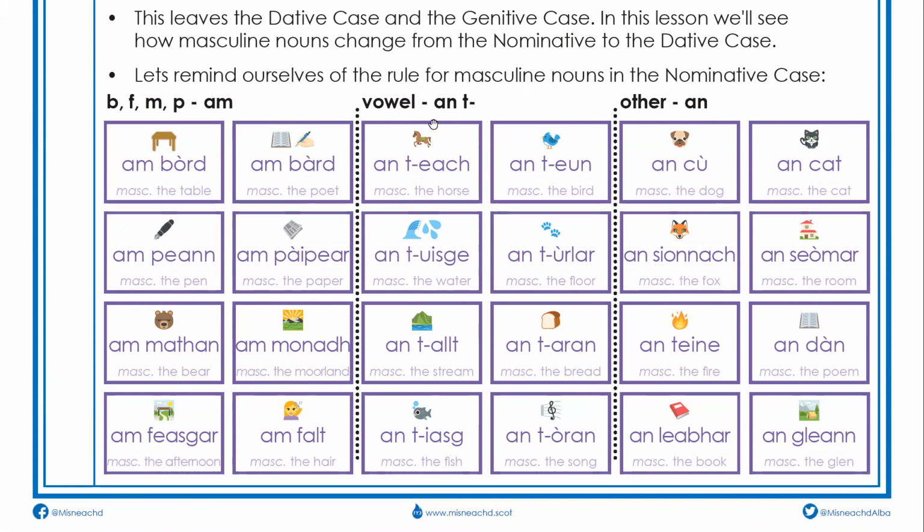So anything other than BFMP or a vowel, and coo, and cat, and shinnach, and shalmer, and chenye, and dan, and lior, and liaun. So all the rest of the letters, and then the word. So we'll see a few examples of these in the dative case over the page. So one to look at, and shalmer, the room.